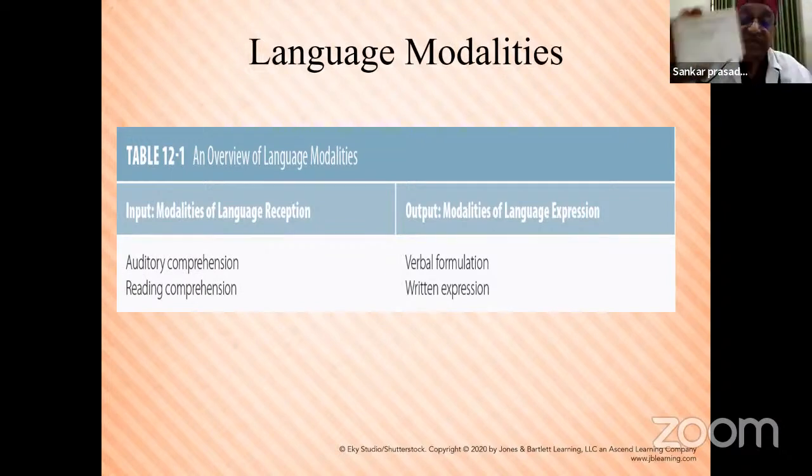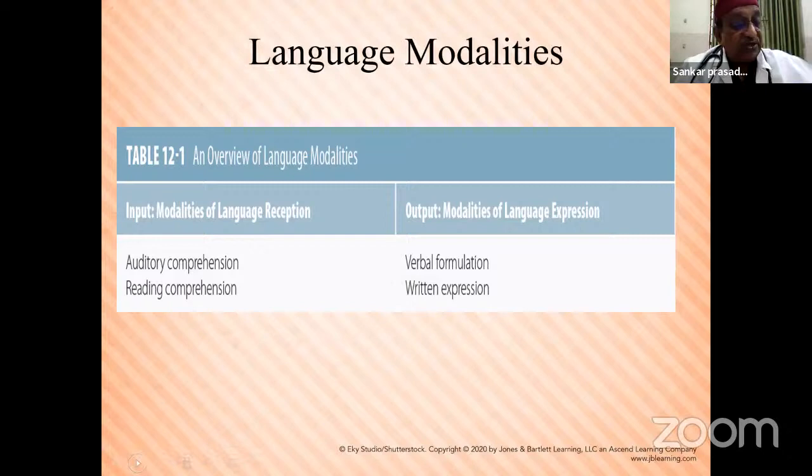These are the expressions, the modalities of language expression, which we are trying to see. There are various colors that are shown. So language is a complicated issue, and they are mixed.